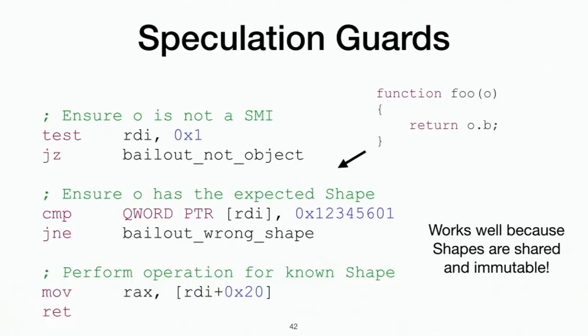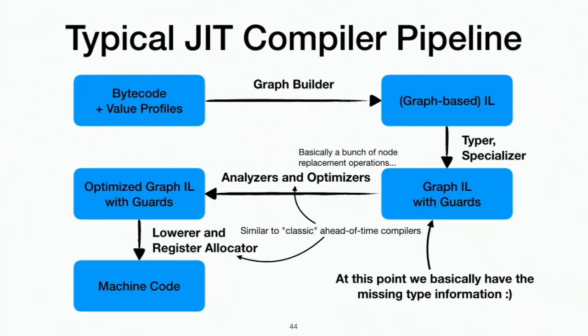So in this case, maybe property B is stored in an inline slot, so we can just dereference the pointer basically. Yeah, what that means is that essentially these speculation guards give us type information back. So that's the main trick for dealing with missing type information.